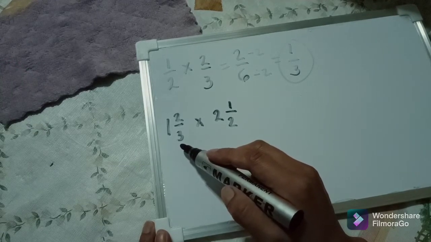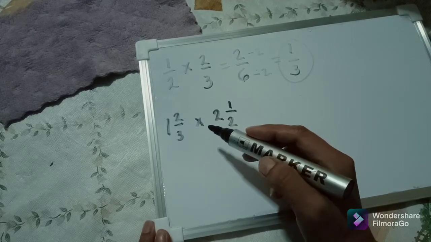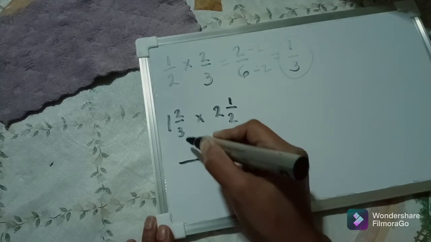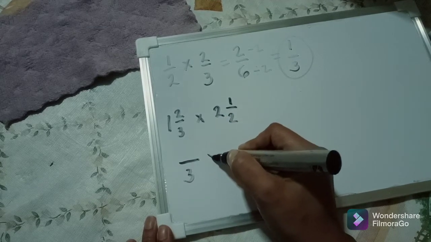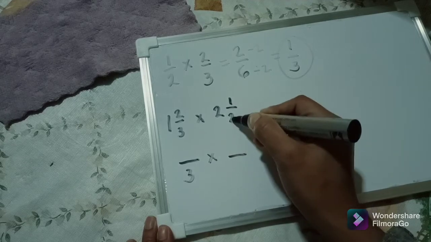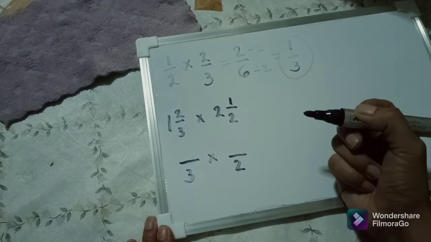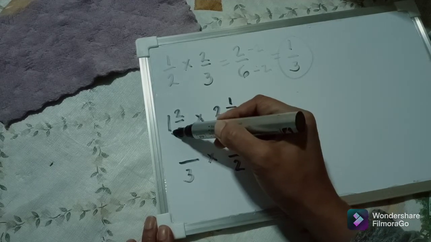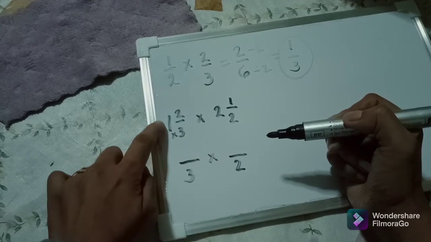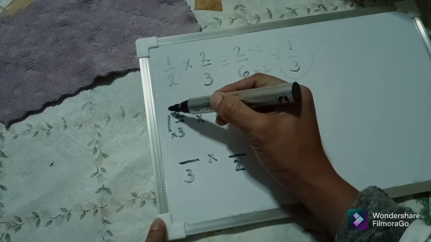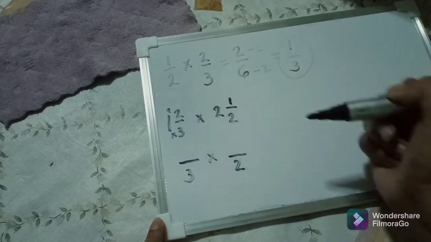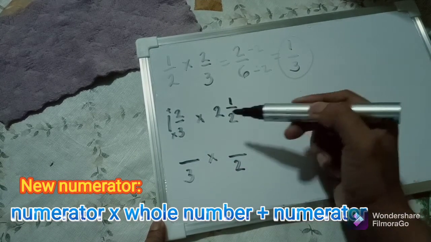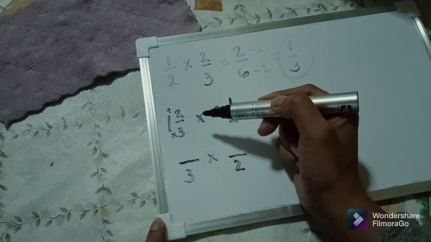So what is an improper fraction? The numerator is higher than the denominator. How are we going to do that? First, we have to copy the denominator first to avoid confusion. Okay, so the denominator is 3. Now to get the numerator, we have to multiply the denominator and the whole number. And then after that, we have to add the old numerator. Okay, so 3 times 1, 3, plus 2, 5.